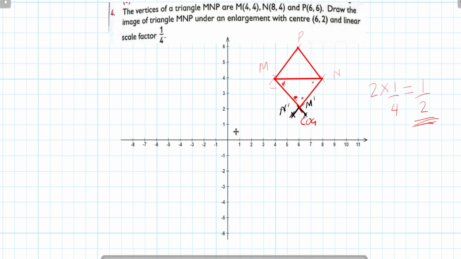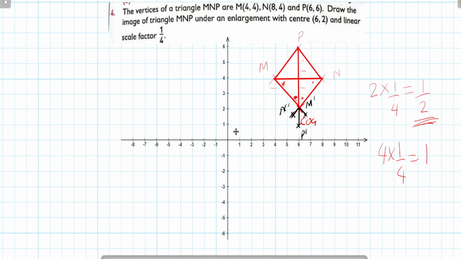And then we have, last but not least, P to the center of enlargement. P to the center of enlargement is around how many boxes? So it's going to be how many boxes? 1, 2, 3, 4, and 4 times a quarter, itakuwa ni 1. So 1 box, your image will be 1 box behind the center of enlargement, which is here. So itakuwa hapa. So this is your P prime.